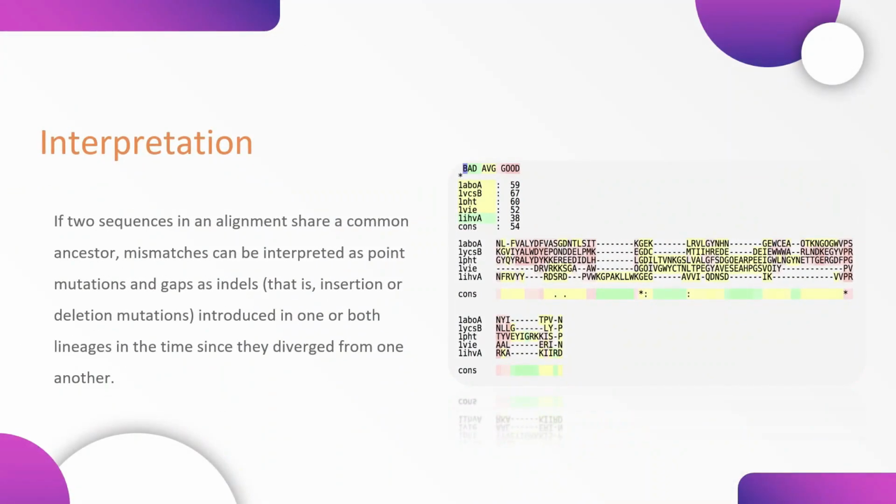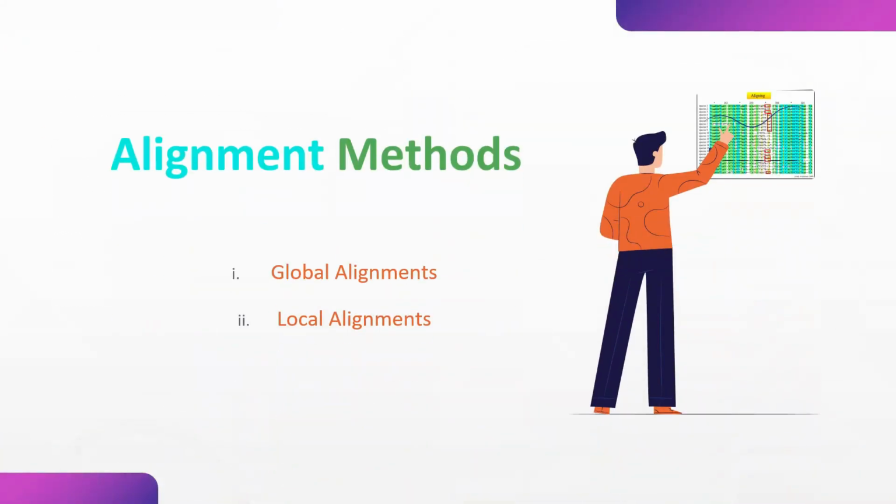So, interpretation. If two sequences in an alignment share a common ancestor, mismatches can be interpreted as point mutations and gaps as indels, that is insertion or deletion mutations, introduced in one or both lineages in the time since they diverged from one another. So there are two types of alignment methods. First of all is global alignment and then local alignment.